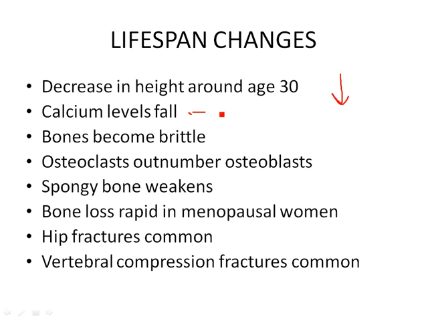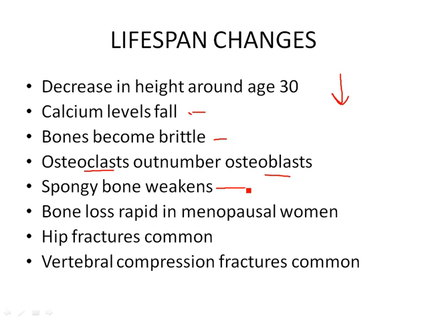Your blood calcium levels start to fall, the calcium in your bones starts to fall, which causes your bones to become more brittle. You tend to have more osteoclasts than osteoblasts. Remember, osteoblasts build bone, osteoclasts reabsorb bone or break it down. So the more osteoclasts you have than osteoblasts, the more your bones will be broken down. Spongy bone starts to break down.